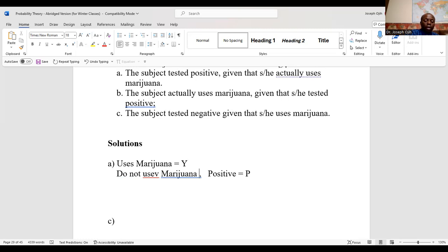We're going to use N for no. The next one is for positive results; we use P for that. For negative results, we use N for that.